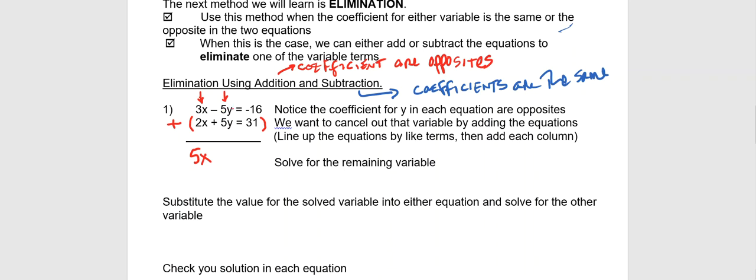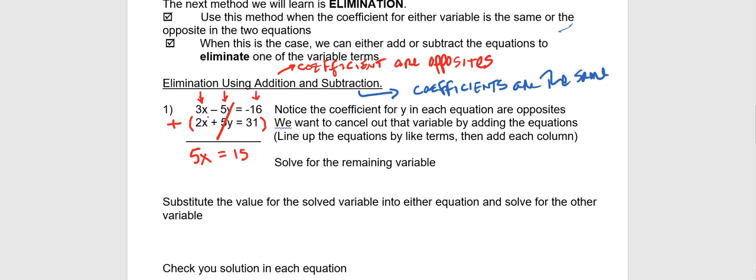I'm going to add, now carefully, negative 5y plus positive 5y. Now think about it. Negative 5 and positive 5 are opposites, so when we add, they cancel out. So that's the eliminating that we're talking about. And then I'm going to add the constant terms on the other side. Negative 16 plus 31 should give me a value of 15.